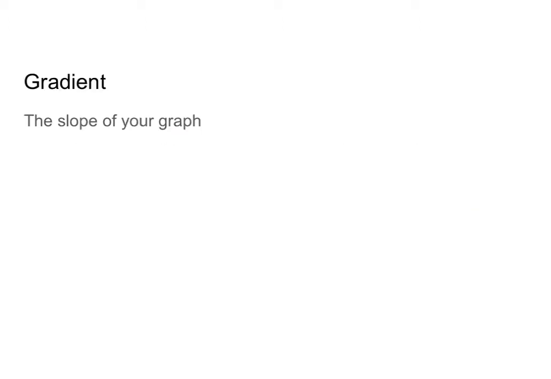So let's go ahead and start by defining the word gradient. Gradient is just another way of saying slope. So when you see the word gradient, we're going to remember gradient is the exact same thing as slope. And it's just important to be comfortable with both of those terms because you may see one or both of those terms in problems in the future.